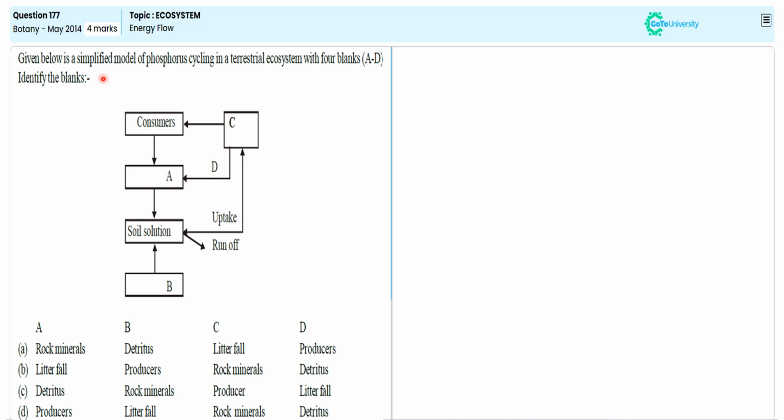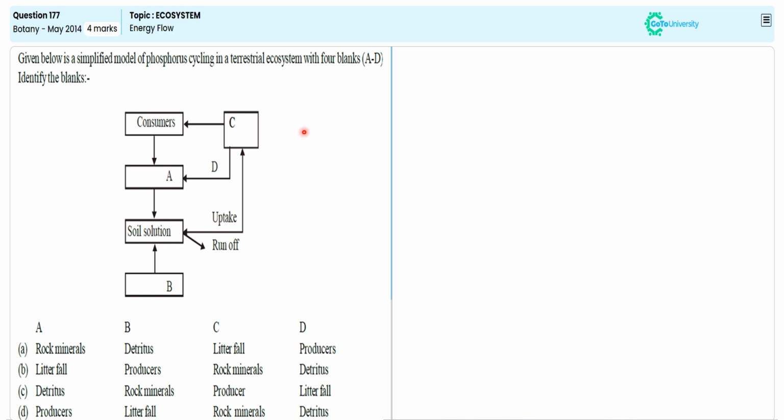In this multiple choice question, from the given options, they are asking us to specify the correct option illustrating the unlabeled alphabets A, B, C and D given in this phosphorus cycle. For this, let me understand the phosphorus cycle and in which way it is executed.